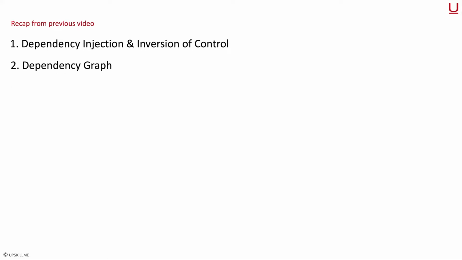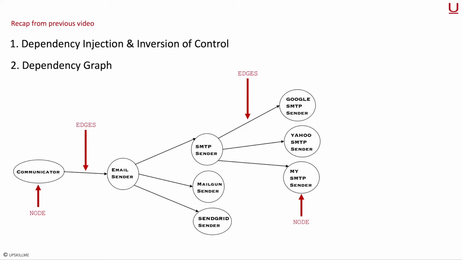In the previous video, we learned the concept of dependency injection and inversion of control. These are the basic concepts governing Spring Framework. We also learned how beans are internally represented as a dependency graph. A quick recap: the dependency graph is nothing but a directed graph where nodes are beans and edges represent dependencies of beans towards each other.